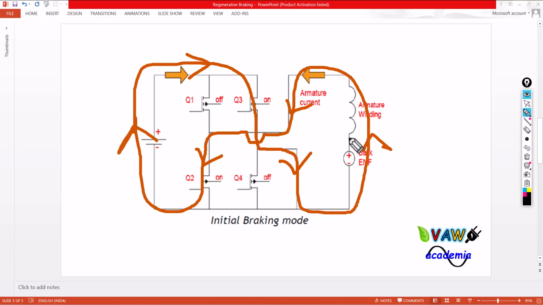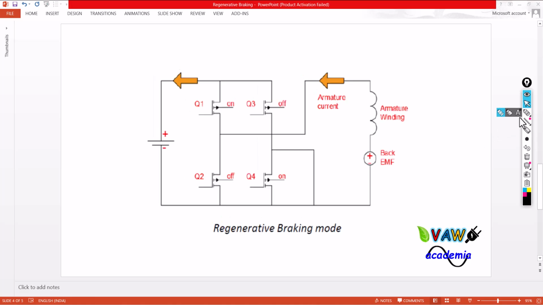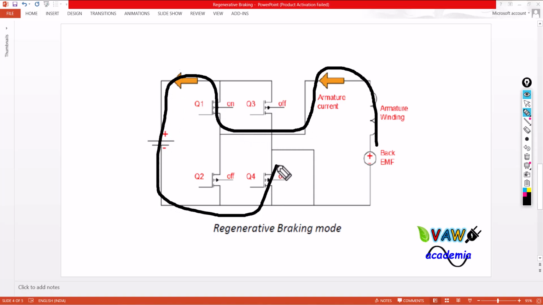At this stage, this series circuit will decide in which direction the voltage flow is going to happen. Once the initial brake transitions to 20 to 30% of braking, that is actually the regenerative braking mode. Again, Q1 and Q4 are in on state, whereas Q2 and Q3 are in off state. At this time it is starting from the machine and flowing like this. So at that time the battery will get charged.